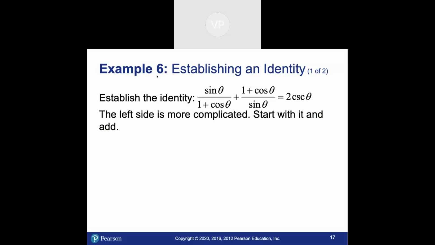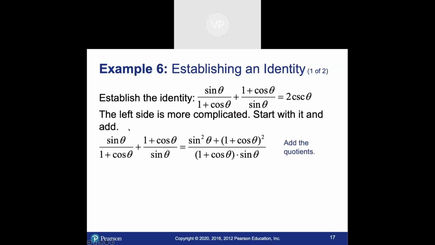And that's what they say here. Start with your left side. It's more complicated. Now, look at how they add this. They didn't write the steps, so I'll sort of squeeze them in here. What we're doing is we're looking for a common denominator. All right? The left side has a 1 plus cosine, so the right side needs to have a 1 plus cosine. The left side, this one has a sine, so this one needs a sine. So remember the rule. If you multiply the bottom by sine, do the same thing on top. If you multiply the bottom by 1 plus cosine, you do the same thing on this top.